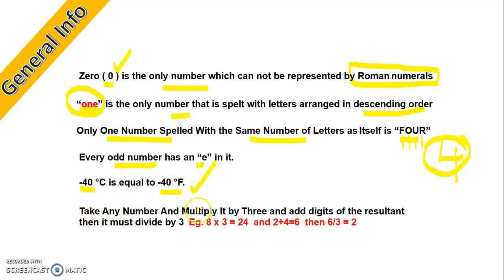Next, take any number, multiply it by 3 and add the digits of the result. Then it must be divisible by 3. This is one logic. Let me give an example here. If you multiply any number by 3, I took 8 here: 8 times 3 is 24. Then if you add the digits 2 plus 4, that is equal to 6. This must be divided by 3 finally, so that is 2. You can take examples and check it. So this is the general info, write it in your notebook.